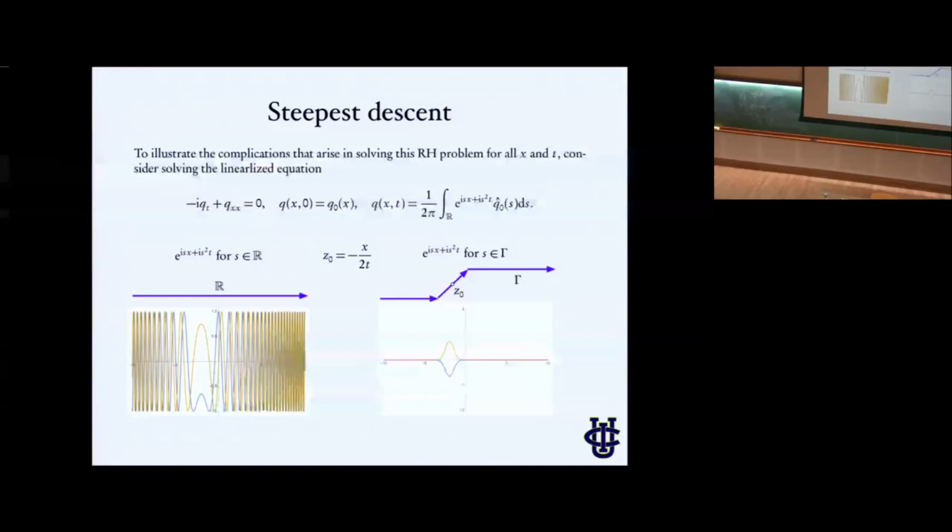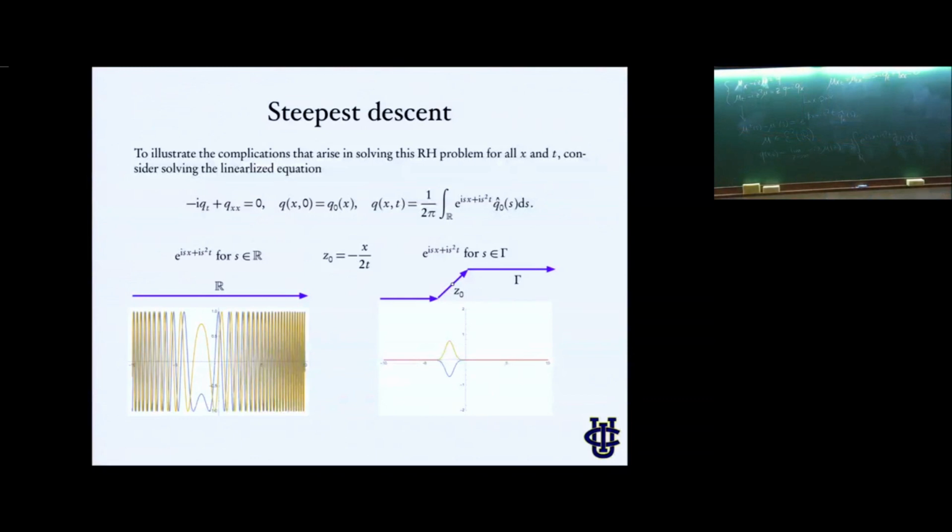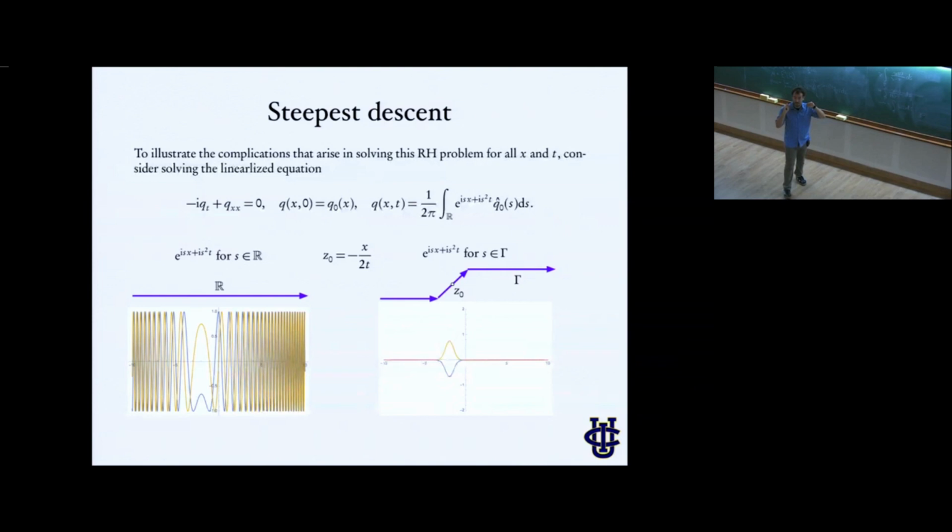So with that in mind, here's the linear problem, and here's my solution I just wrote. How do I numerically evaluate this solution? That's my question. If we just say this will have some decay to it, but we look at it on the real axis, here are the real and imaginary parts for some value of x and t. This is a terrible function to try to integrate.